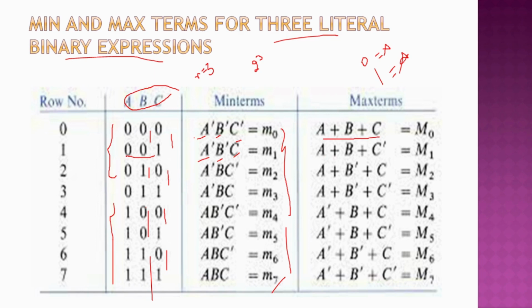And the second row is filled with 0 0 1. So A is 0, represented as A, and B is equal to 0, so it is represented as B, and C is 1. Here you need to represent the C value as the complement of the C variable. It is M1. Likewise, you need to fill all the values from M0 to M7.